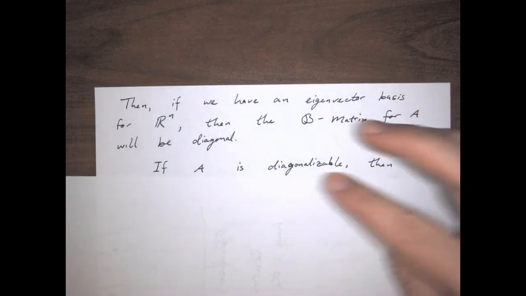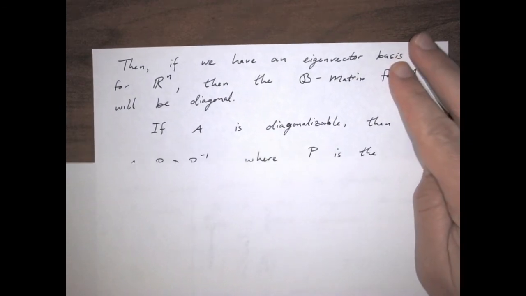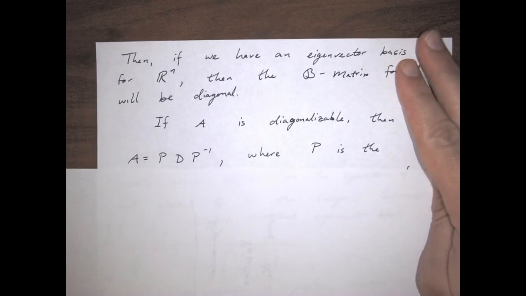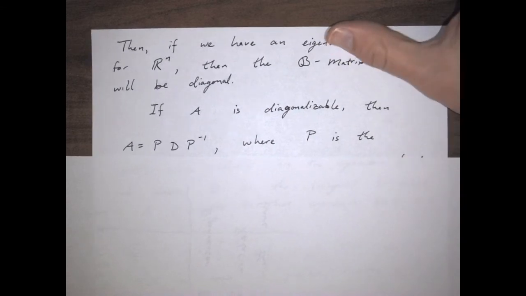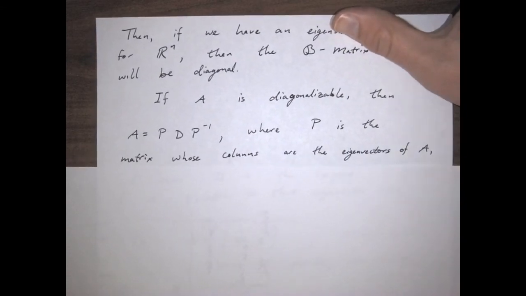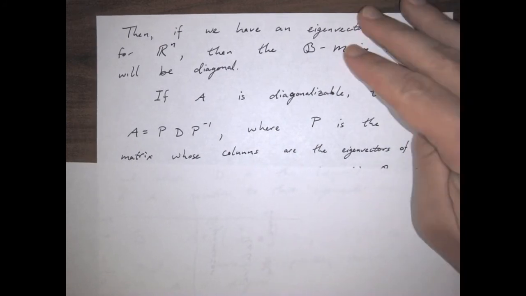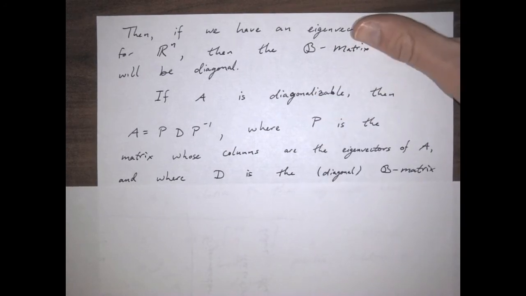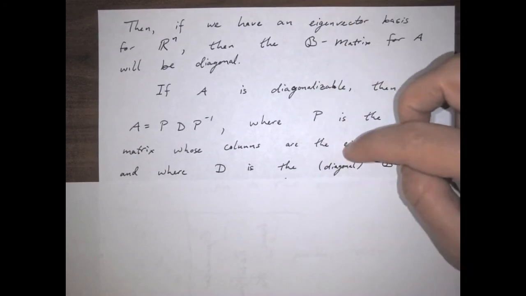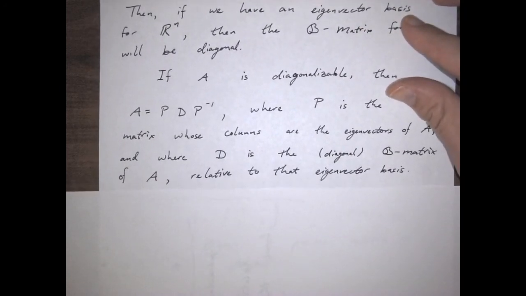So what that means is then if A is diagonalizable, then by definition that means A equals P D P inverse, where, as we saw last section, P is the matrix whose columns are the eigenvectors of A, and where D, which is diagonal, happens to also be the B matrix of A relative to that eigenvector basis.